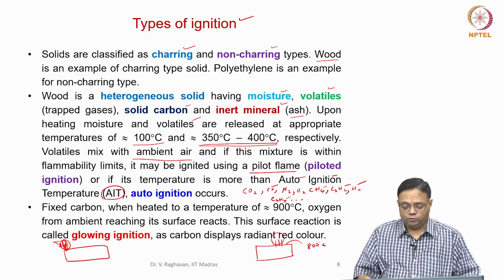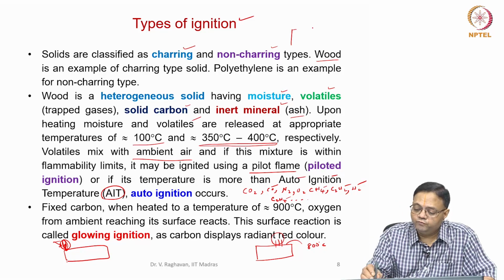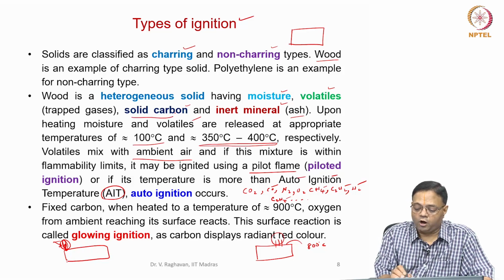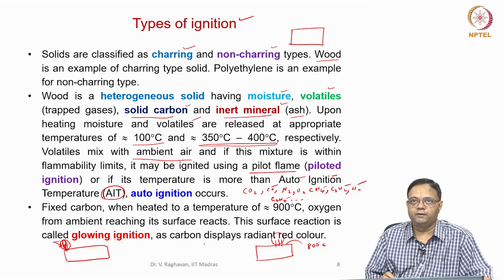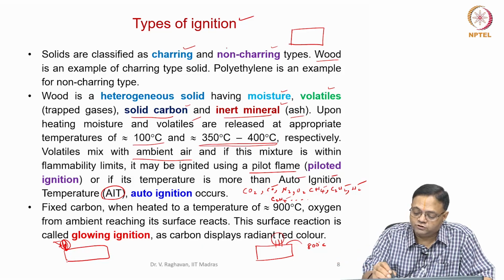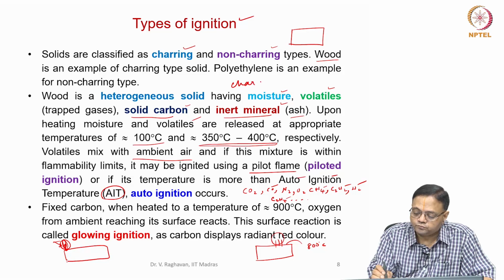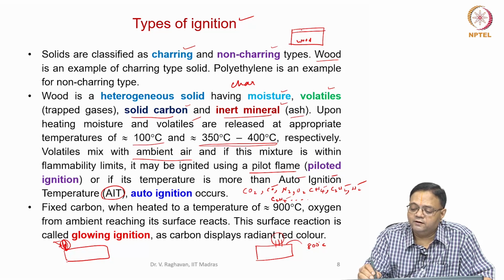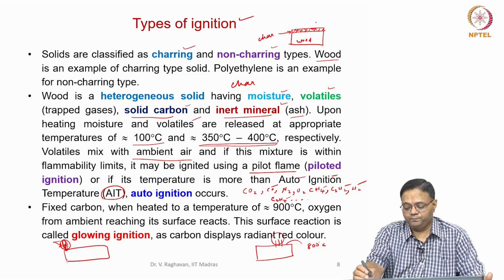So, we were also talking about the wood: when volatiles go out, moisture first goes out, volatiles go out next, then solid carbon and inert material ash will be remaining. These together are called char. And when the solid is heated up, see, this is the wood layer, when it is heated up to some level, so that a layer of char is formed. So, this is the char layer, and the temperature of this char layer can increase.